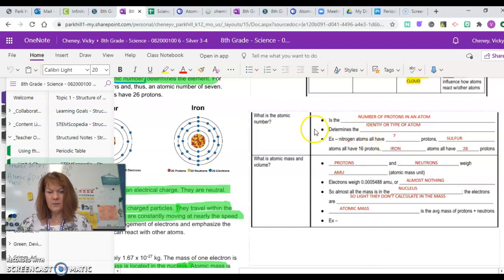Okay, over here, what is the atomic number? The atomic number is the number of protons in an atom. It identifies the type of atom. Example, we have nitrogen with 7 protons, sulfur has 16, and iron atoms have 26. Okay.